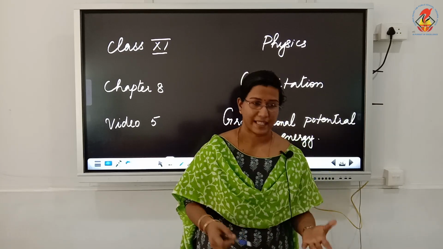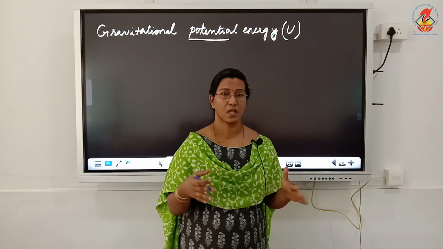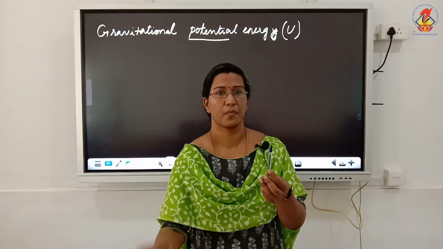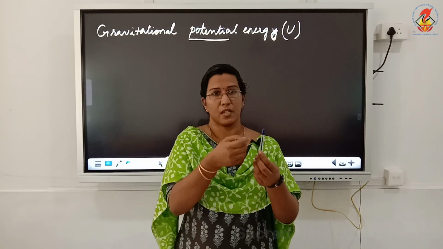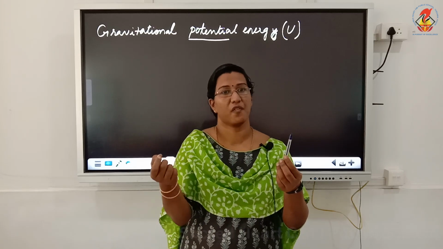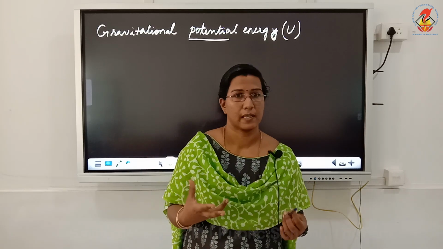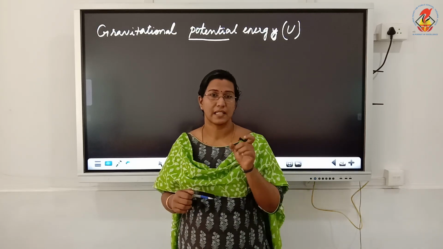If you have a magnet and you place a nail somewhere close to the magnet, definitely the magnet will attract the iron nail. But if the nail is kept far away from the magnet, will it attract? Definitely not. Why? Because each magnet has a region around it where the force of the magnet can be experienced by the object placed there.